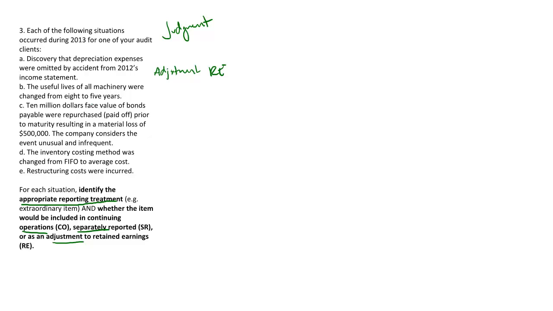Useful life of all machinery was changed from 8 to 5 years. This is a change in accounting estimate. Okay, and that just means it's going to affect depreciation, which would show up in our continuing operations. $10 million face value was paid off. It considers the event unusual and infrequent. Okay, so this is an extraordinary event. An extraordinary item is separately reported from the continuing operations.